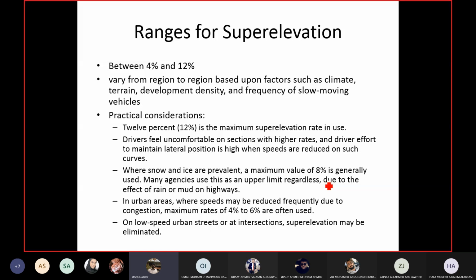So if these conditions happen very often, okay, not once in a year, once in a year is no problem, if they are happening very often, then you go for super elevation at 8%.